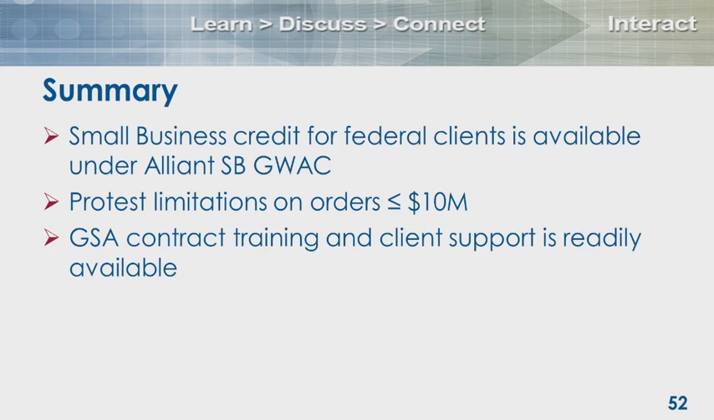Small business credit for federal clients is available under the Alliant Small Business GWAC. The protest limitation is a $10 million threshold. Keep it under $10 million, and you won't be protested. But make sure it's within IT scope. All right.